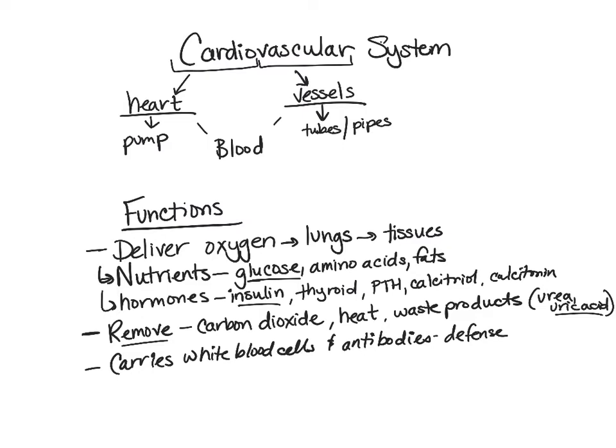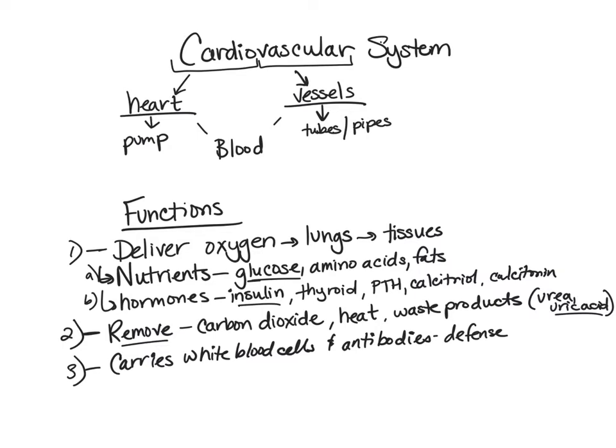So these are kind of our three-ish functions of our cardiovascular system. There are some sub-points in here: delivering oxygen, delivering nutrients, delivering hormones, but then removing things like carbon dioxide, heat, and waste products, and then carrying the white blood cells and antibodies around. So that's our defensive part of the cardiovascular system.